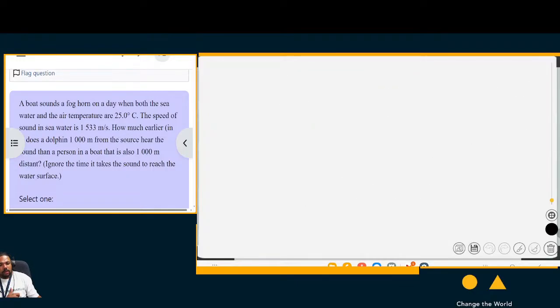Quite an interesting problem, and it just emphasizes how the speed of sound in water is different from the speed of sound in air, and how temperature actually has an effect on the speed of sound. Now, that is where we get the 343 meters per second, because we assume a temperature of 20 degrees Celsius, which is room temperature.